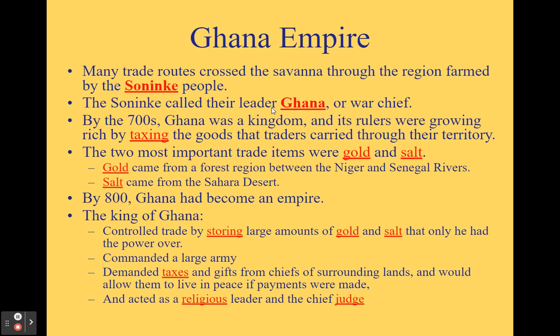And he acted as a religious leader and the chief judge. So not only was he the leader of the government, he was the leader of the empire's religion. He would be the one to lead all of the prayers and all of the offerings and things like that. And he was also the chief judge. So if you broke the law, it was up to him to decide what your punishment was and if you were even guilty. He had an incredible amount of power. That doesn't seem very fair, because if he doesn't like you, he's got all the power.